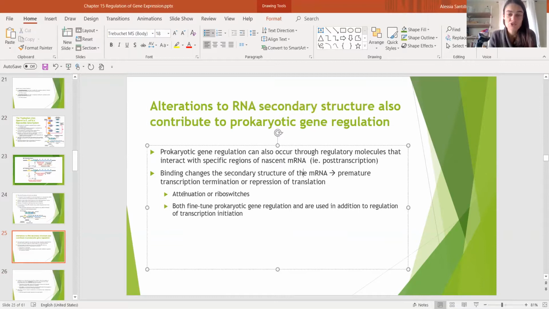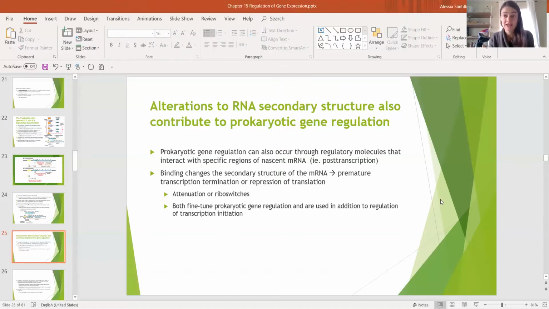One of them is through a process known as attenuation. The other one is through a process known as riboswitches, which are specific elements found in the RNA leader sequence. Both of these are just ways to fine-tune prokaryotic gene regulation, and they're used in addition to regulation of transcription initiation. So again, just underlining that regulation isn't usually as simple as just the repressor being active or inactive. There's a lot more stuff involved.